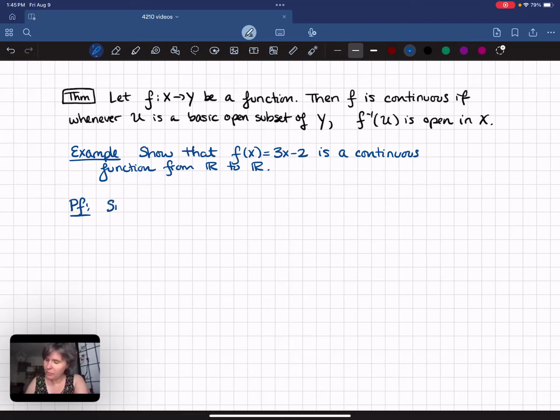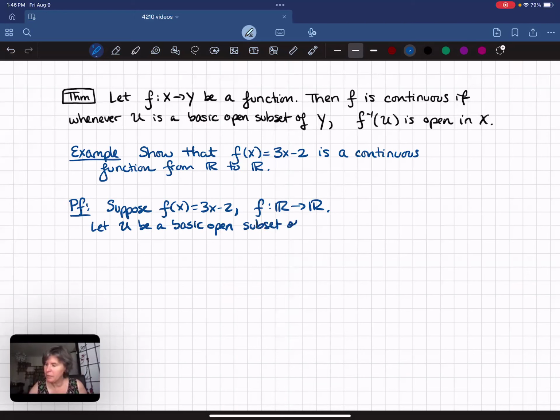All right, so let's first suppose f of x equals 3x minus 2, and f is a function from the reals to the reals with the standard topology. If I don't write down what the topology is, we should assume it's the standard topology. Now, the definition of continuity says whenever U is an open subset of Y, but this theorem lets us modify that to a basic open subset. Whenever is like if, right? That's our hypothesis.